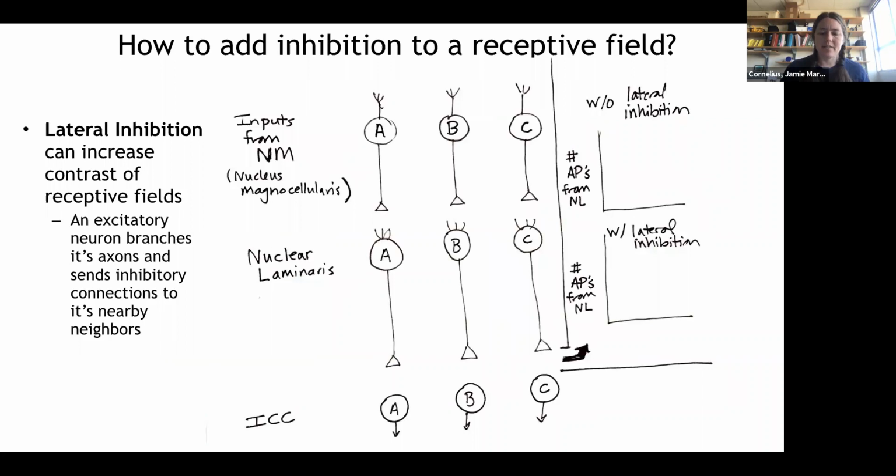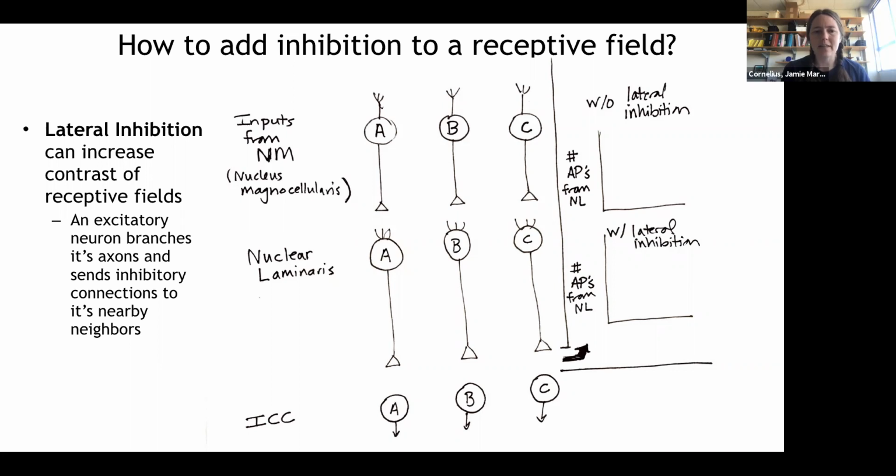Okay, so how is this achieved? How do you have an inhibitory region in receptive fields? For that, I just want to talk about a concept called lateral inhibition, because it can really increase the contrast between nearby receptive fields.